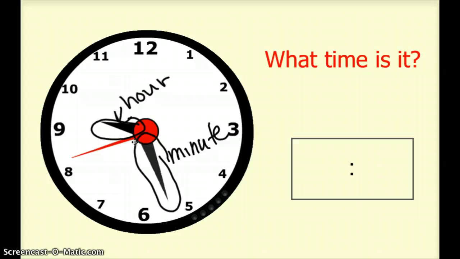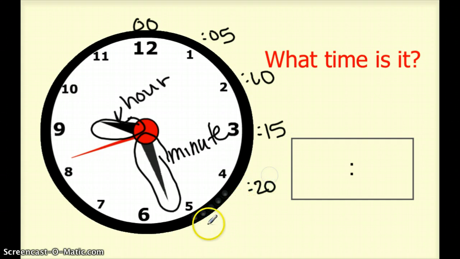When we count minutes, 12 o'clock is 0, 1 o'clock is 5 minutes, 2 is 10 minutes, 3 is 15, 20, 25, 30. We count by fives going all the way around the clock.